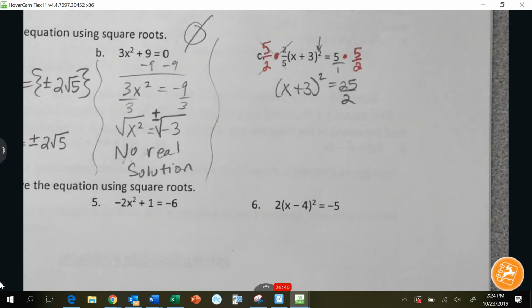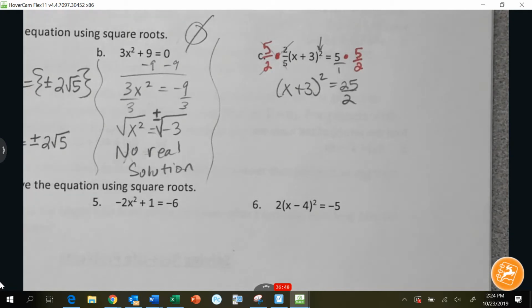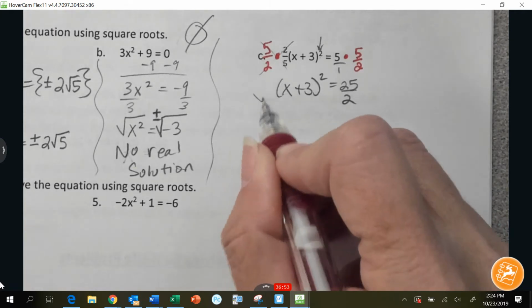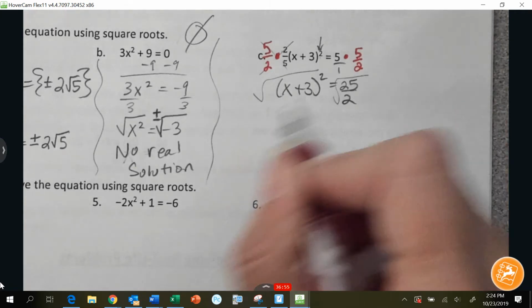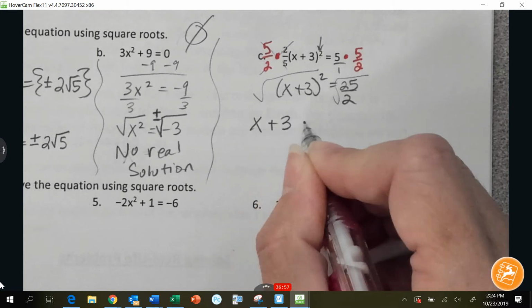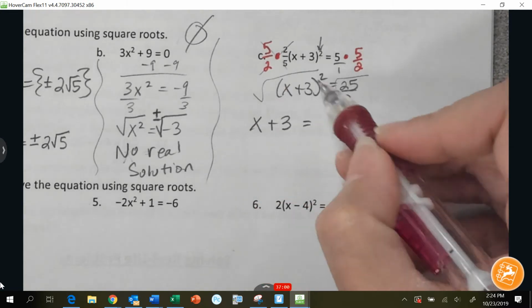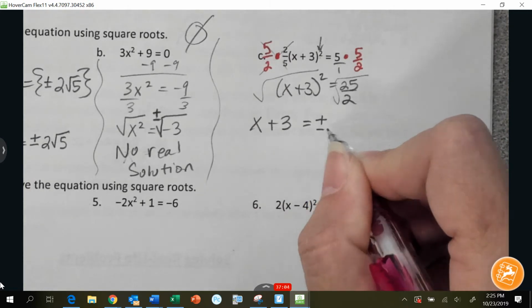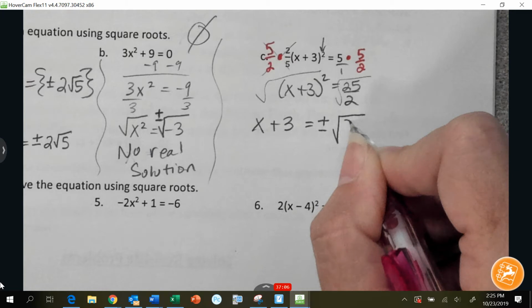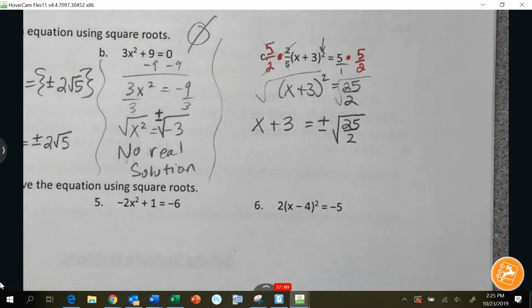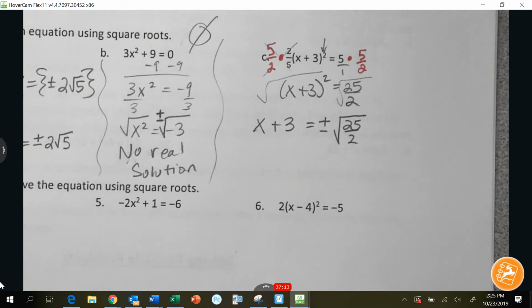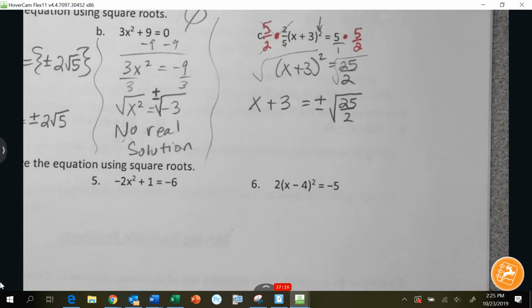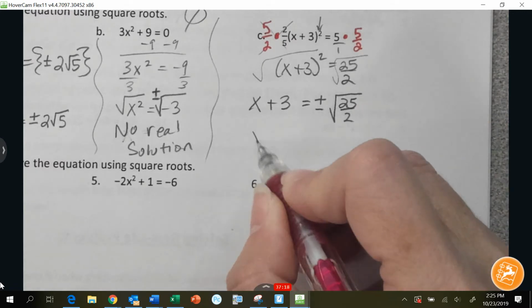All right, what is our next step? We're going to square root. What happens if I square root both sides? If I square root a square, they undo each other. But on the other side, I have to have two answers: plus or minus the square root of 25 over 2. Which can be reduced to... it cannot be reduced.